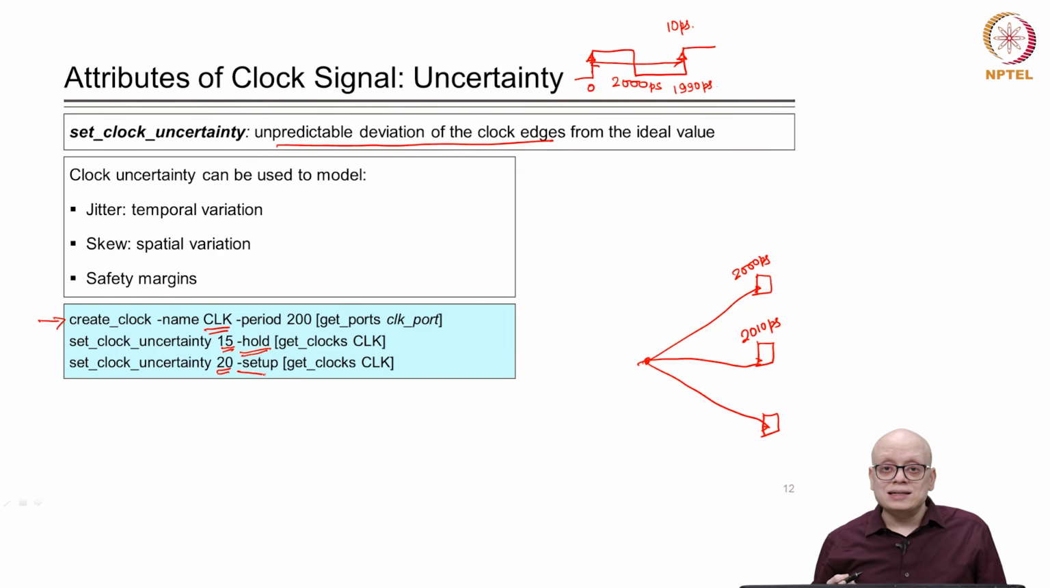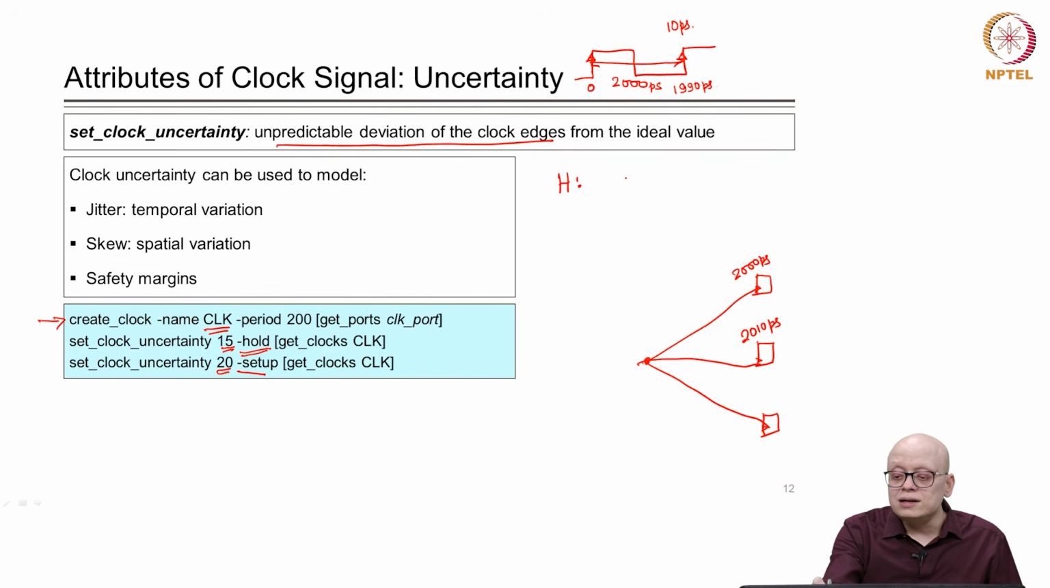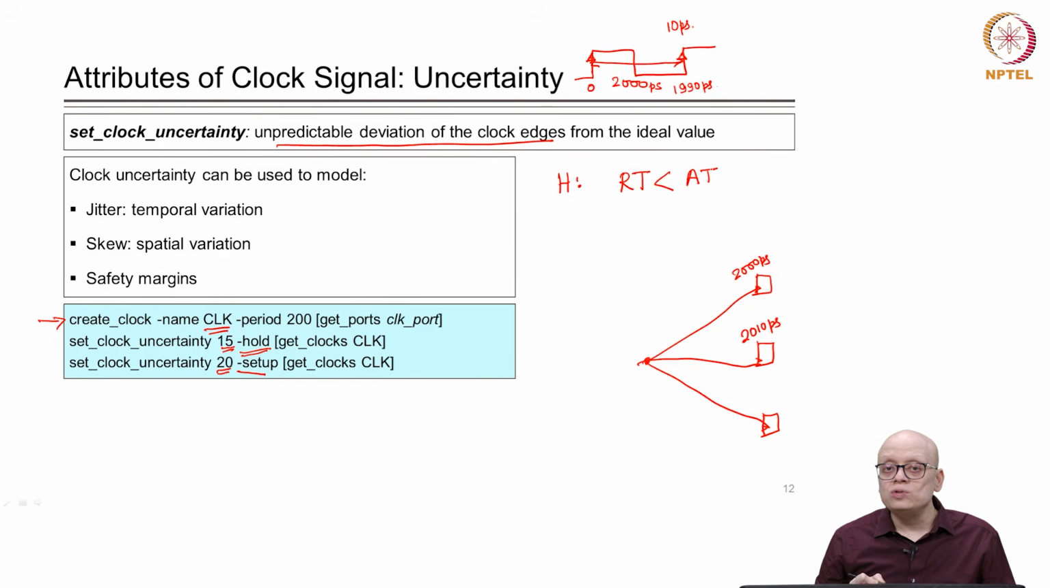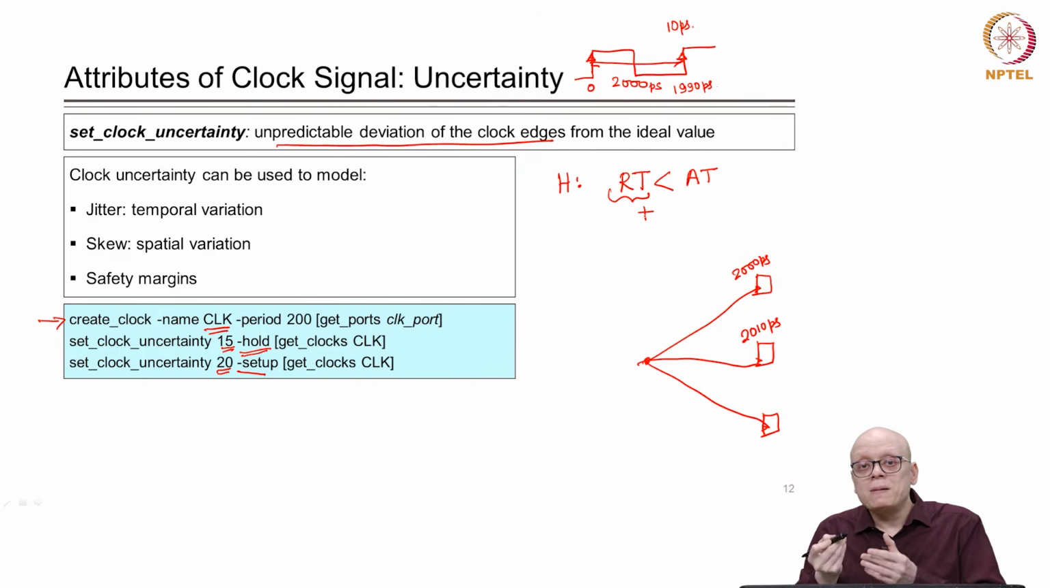So, what will this uncertainty specification do? This will make the timing analysis more pessimistic, by adjusting the required time. For example, in the hold analysis we have said that the hold requirement is such that the required time should be less than the arrival time. So, if we add uncertainty, then the tool will increase this required time, so that the analysis becomes more pessimistic.